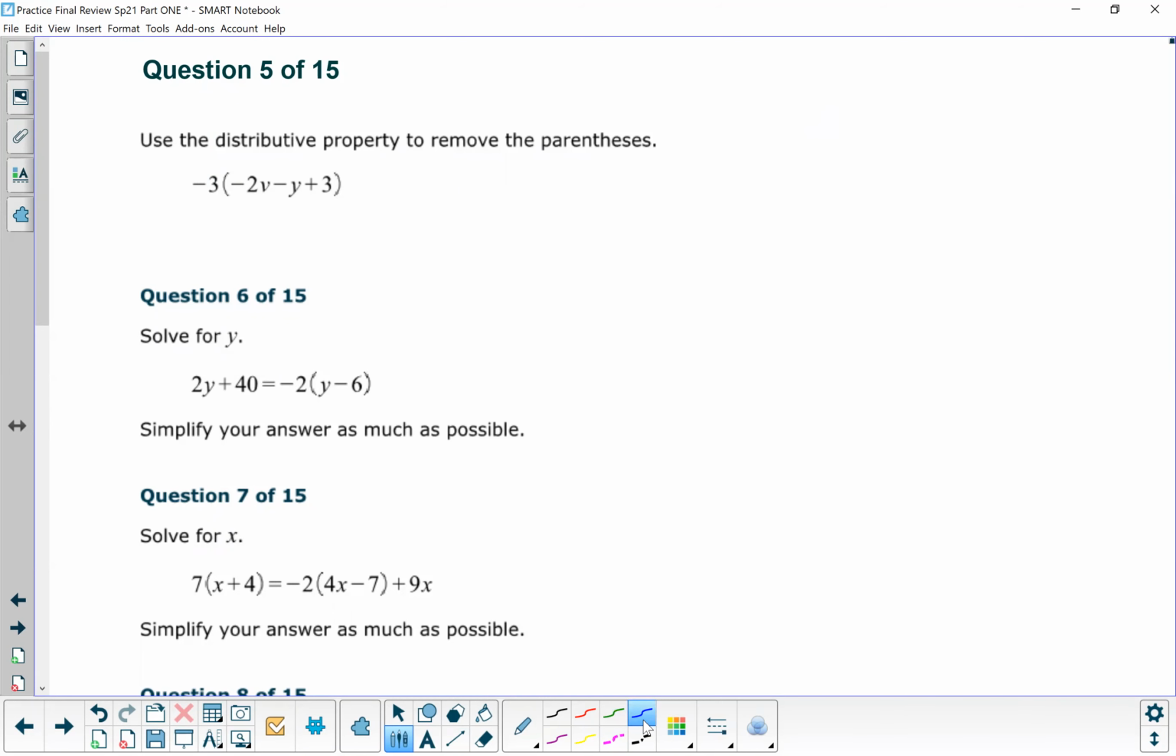So one, notice that there is no equal sign. So we're not solving for a variable. The best we can do is just simplify the expression and then we stop. So in this case, we're distributing the -3 across what's inside the parentheses. So that's going to give us -3 times -2v, which is positive 6v. Then we have -3 multiplied to the minus y, so that's going to be plus 3y.